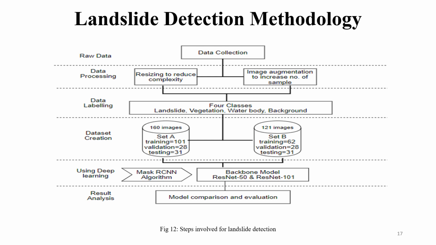Now, in the next step, the data set is divided into two sets, set A and set B. Set A is further divided into training images, that is 101, validation images 28, and testing 31. Set B is also composed of three folders, that is training images, validation images, and testing images. The training folder consists of a total of 62 images, the validation folder consists of 28 images, and the testing folder consists of a total of 31 images. After that, the deep learning based algorithm, that is Mask RCNN, is utilized with two backbone models, that is ResNet 50 and ResNet 101, and its implementation operates through an open source library to perform the various tasks. In the last step, the model comparison and analysis has been performed by using different evaluation metrics.